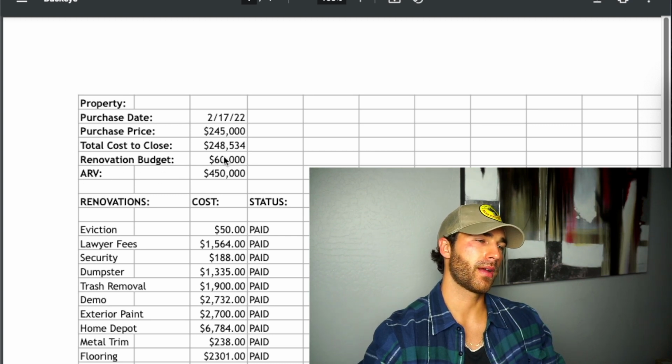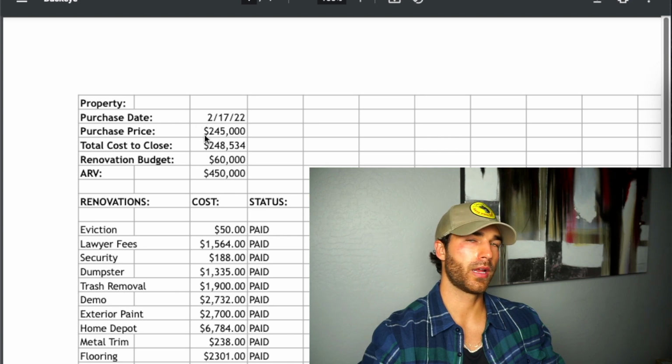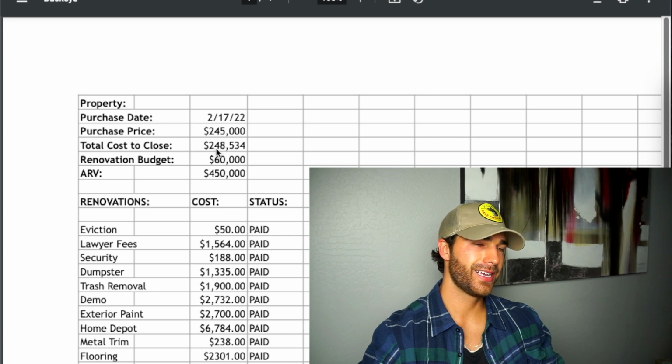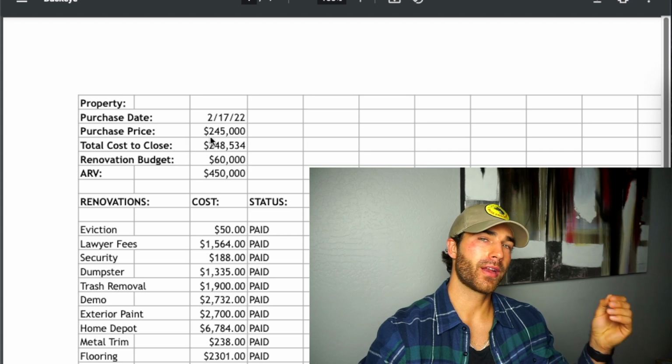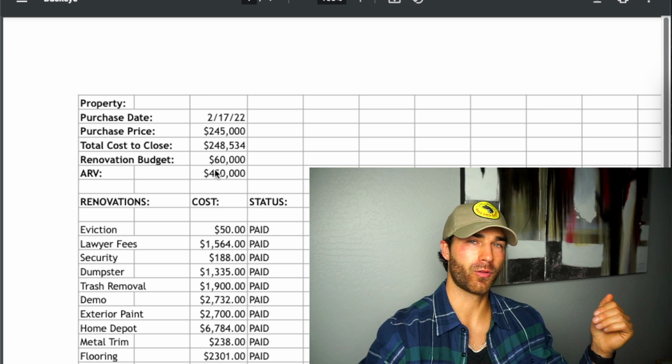This is a very important number as well. Your ARV, your renovation budget, and then whatever profit margins you want will help you dictate what you're going to offer on the property. So we did ARV minus renovation budget, so it gave us $390,000, and then whatever we want as profit on this. This specific property, we basically gave the seller what they wanted for the property, so that's why that spread is significantly bigger than what our normal margin spreads are.